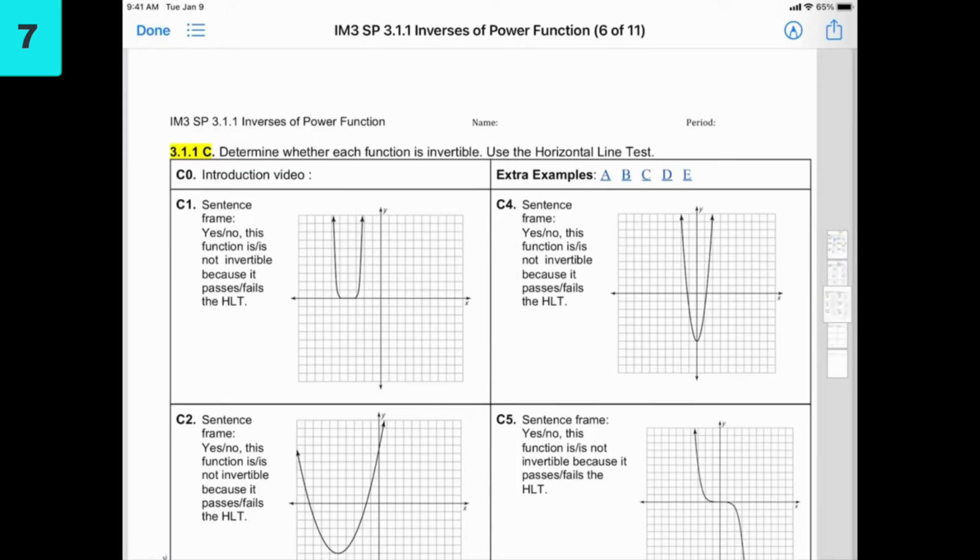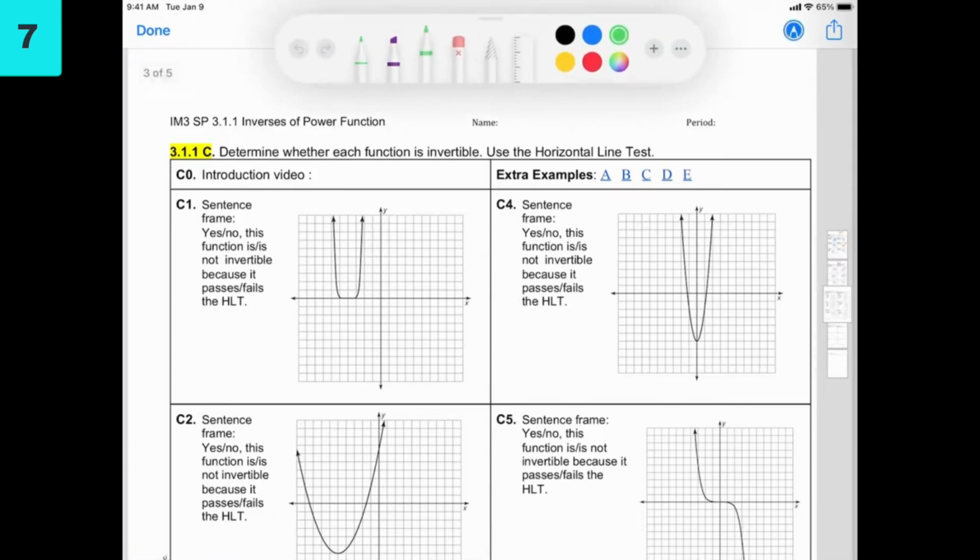Hey guys, let's go over C1. Determine whether each function, so we already know it's a function, it's passed the vertical line test, is invertible. Invertible is another word just for inverse. And we're going to use the horizontal line test.